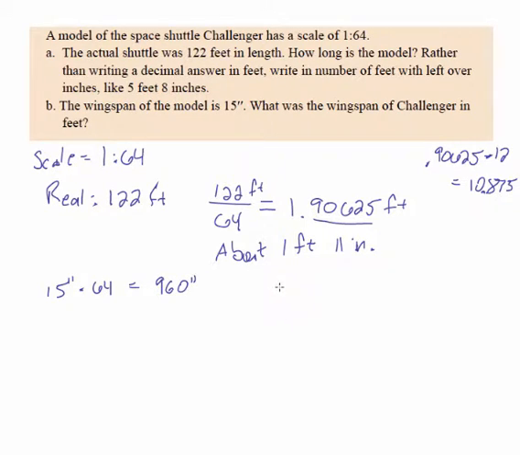I'll read the question to make sure I answered it. Well, the question is, what was the wingspan of Challenger in feet? Well, to get from 960 inches to feet, we want to go to a bigger unit, so we need a smaller number, which means we need to divide that by 12, and 960 inches divided by 12 works out to be 80 feet.